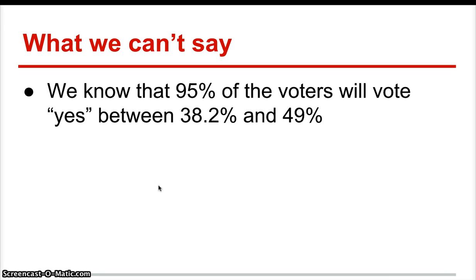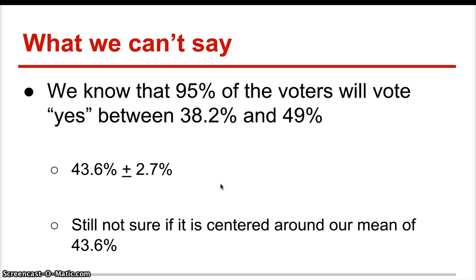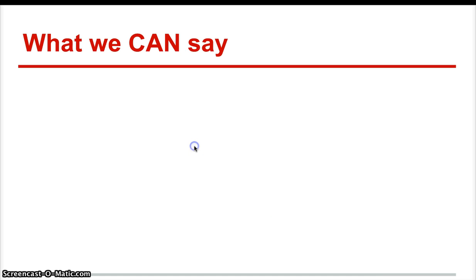We also can't say that 95% of the voters will vote yes between there. We think it's somewhere in there, but we're not exactly sure. The way we got those numbers was we took the mean and added and subtracted the standard deviation. Actually, two standard deviations, and I forgot to put the 2 there. But again, we don't know if it's centered around our mean. If our mean is 43.6%, then that's true. But if it's not, then we can't say it.